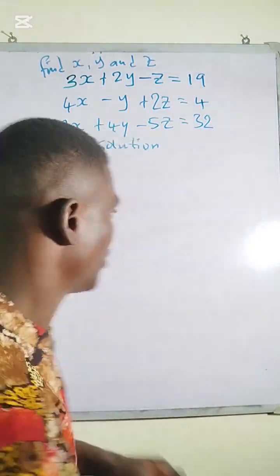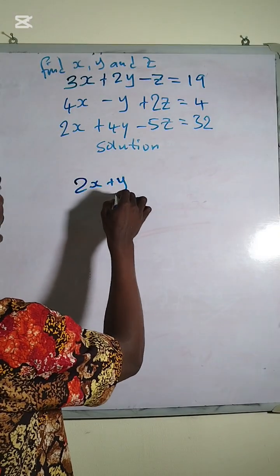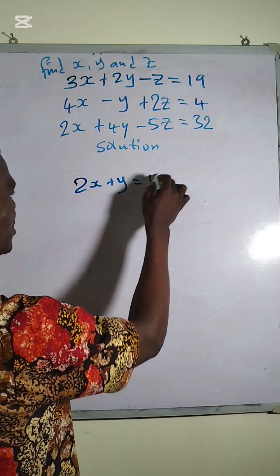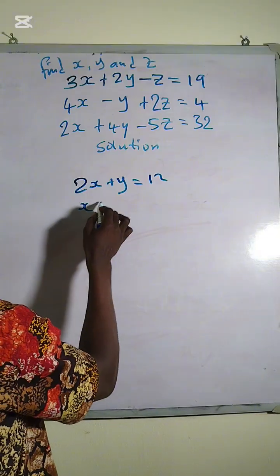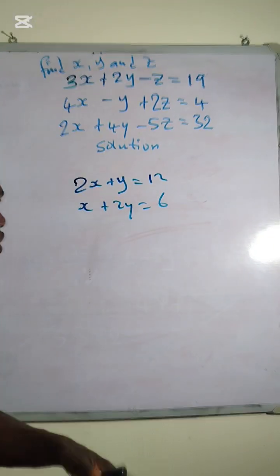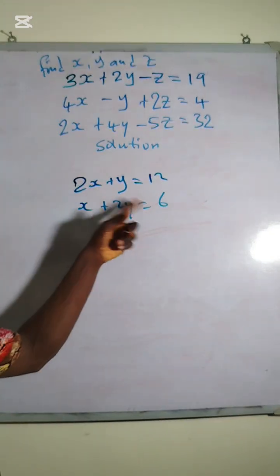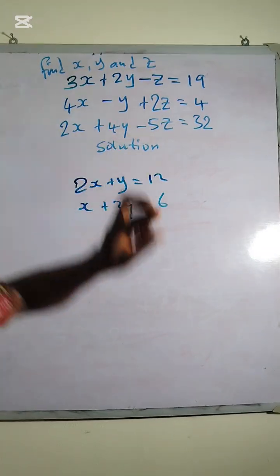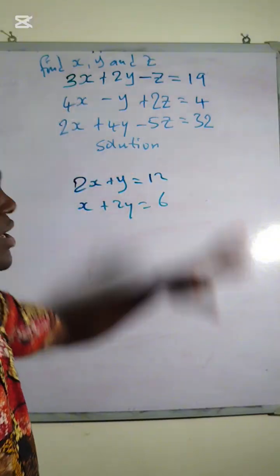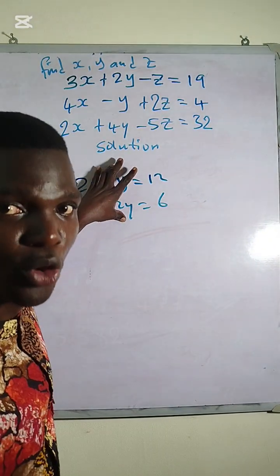unknowns. Like you have, maybe, 2x plus y is equal to 12, and maybe you have x plus 2y is equal to 6. This is a simple linear equation, right? But in this case, we have two unknowns, x and y. But what we have here, we have three unknowns: x, y, and z. Are we okay? So if you have something like this, you know what to do, right?